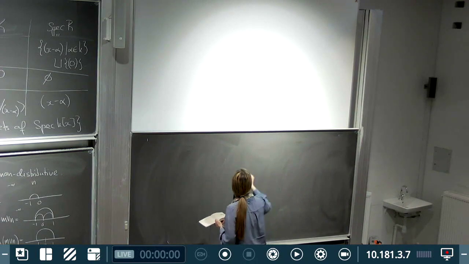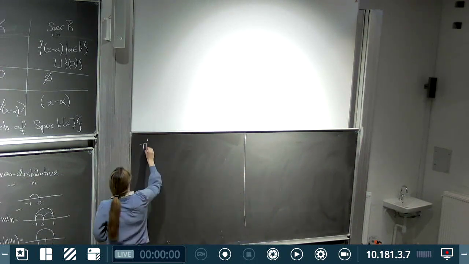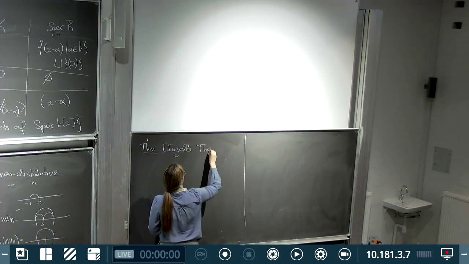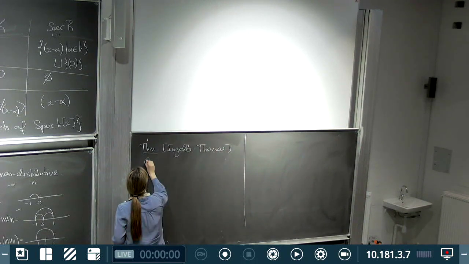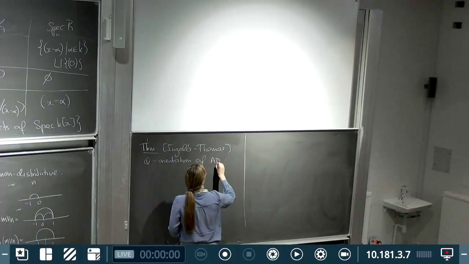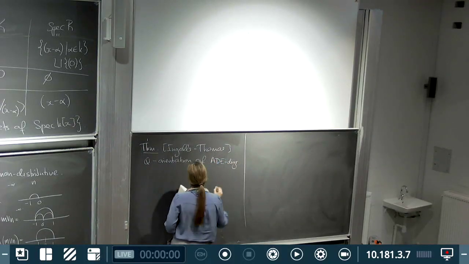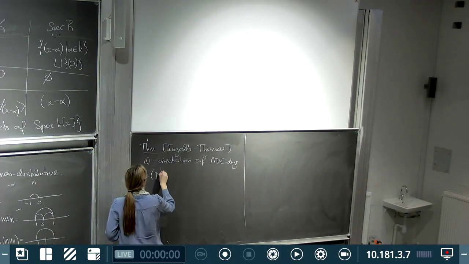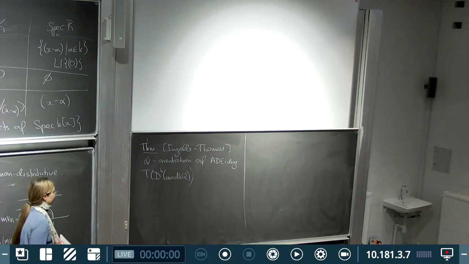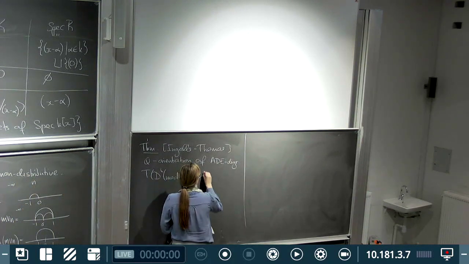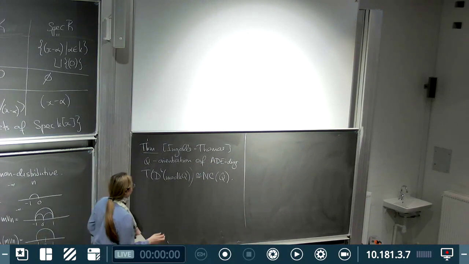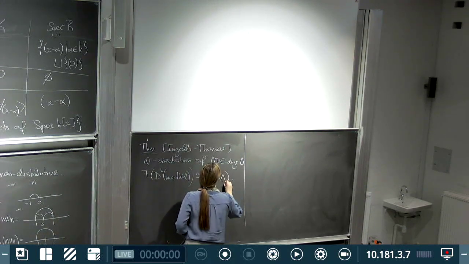So you have this famous result by Ingalls and Thomas, which states that if you have an orientation of an ADE diagram, then if you look at the bounded derived category of finitely generated kQ-modules, this lattice of subcategories is actually isomorphic to the non-crossing partitions of type delta.